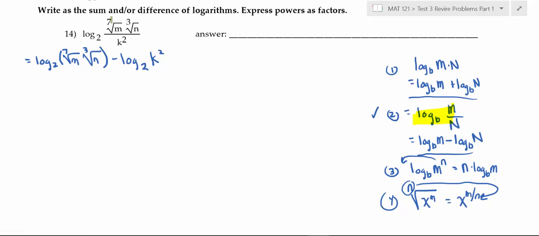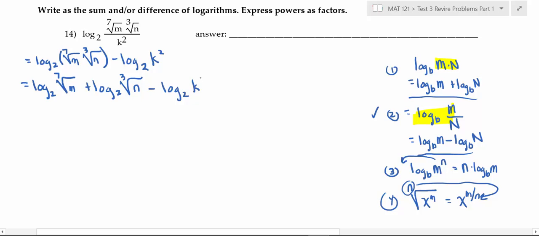Step two is if you have a log of a product, you can break it up into a sum. And that's clearly what you have here, a log of a product. So you can bring this down and you get log base 2 of the 7th root of m plus the log base 2 of the 3rd root of n minus the log base 2 of k to the 2nd. Okay, so we've now used that property.